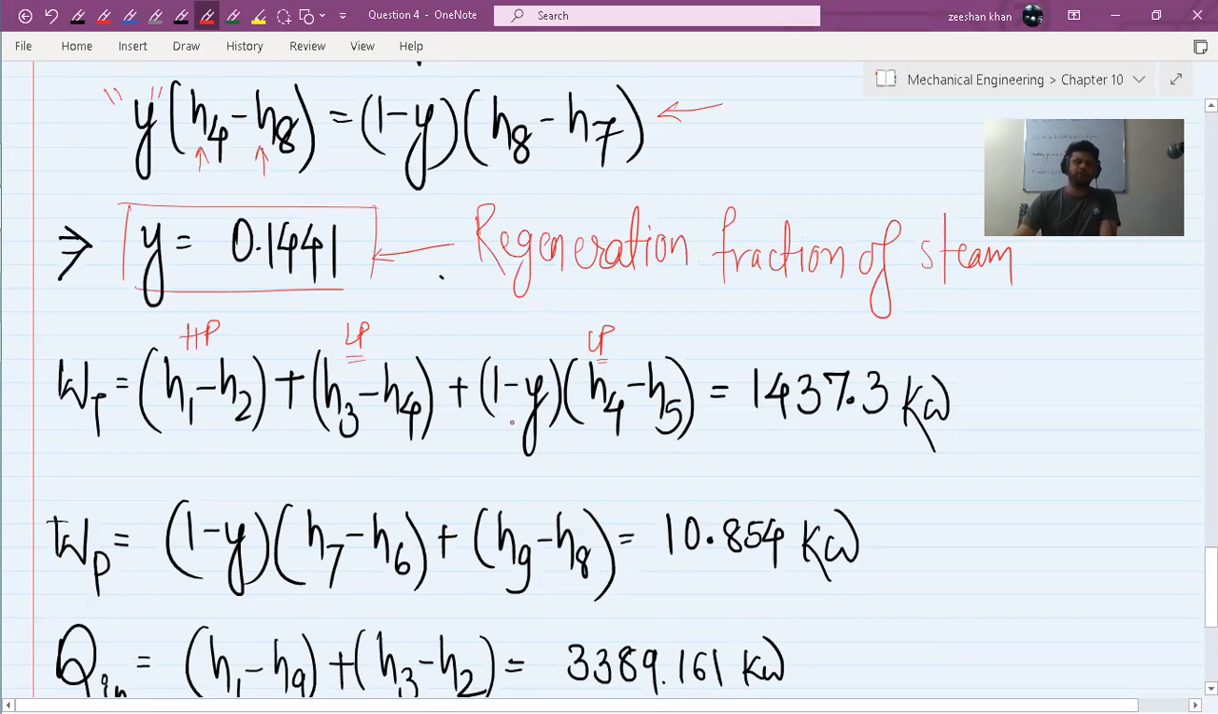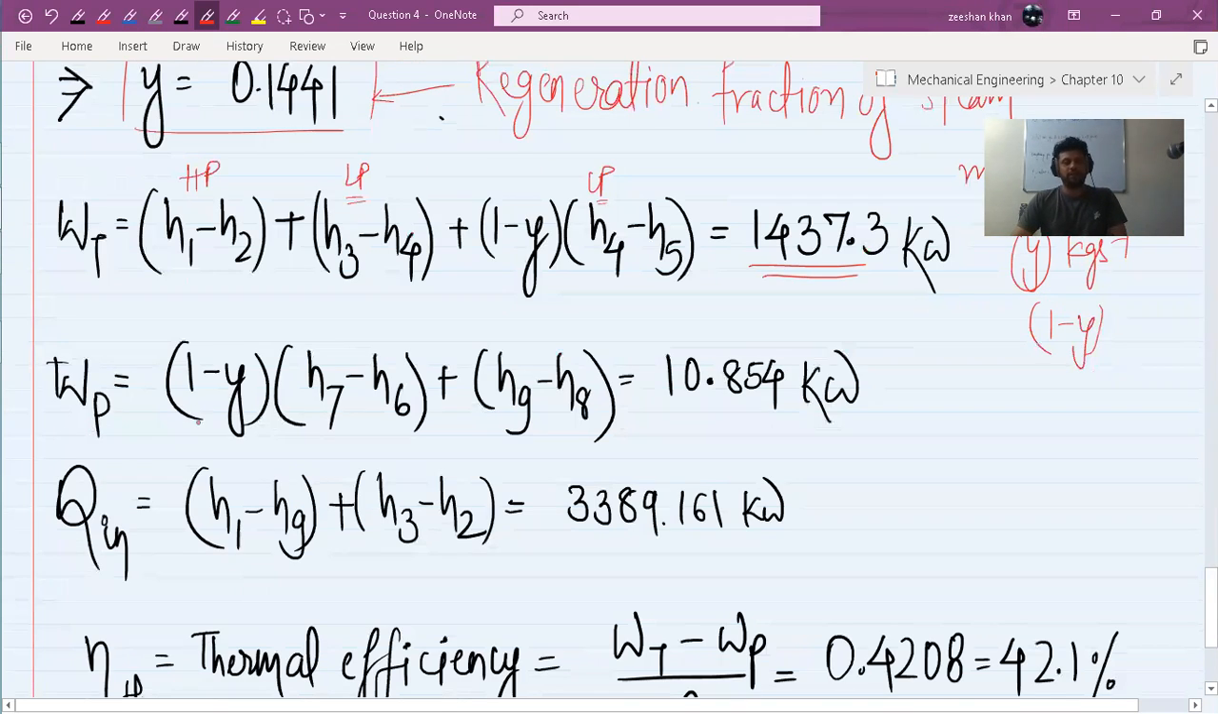1 minus y amount of steam continuing through the fourth and to the fifth state throughout this part of the turbine. And why have I taken 1 minus y? Because I've considered the mass flow rate equal to 1 kilogram per second, and a part of it, y part of it, taken out, gets you 1 minus y remaining, which continues through the later part of the low pressure turbine. So the work done by the turbine comes out to be 1437.3 kilowatt.